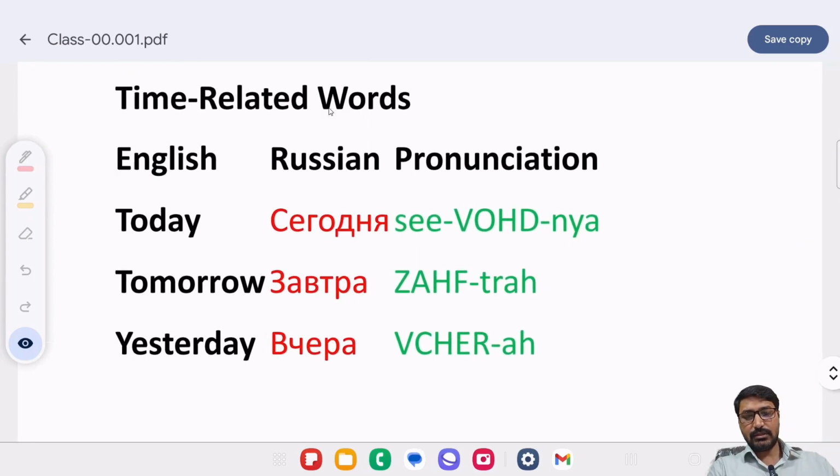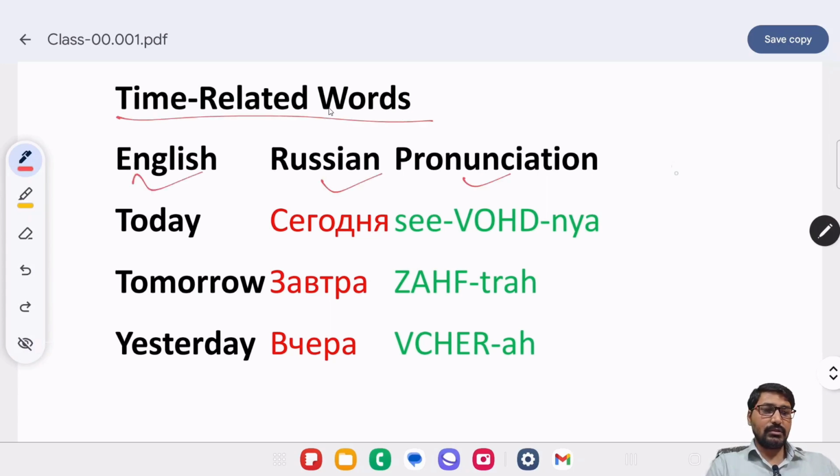Time related words is there. Okay, so lastly, how we are telling today, tomorrow, and yesterday. So same like that in English, Russian pronunciation, and then written form. So today is aaj, but in Russian, sivodnya. What is that? Sivodnya. How to write? Right? Sivodnya. क्या होता है?